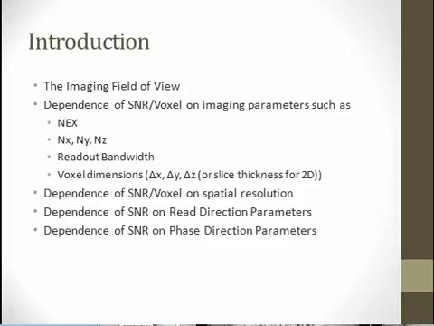The field of view also is covered in Hashemi in chapter 15. I sent out an announcement recently to ask you to read that. It's only 3 pages long, so it should be pretty quick reading. But the main focus of the topic will be the dependence of SNR per voxel on the imaging parameters, where these parameters are the number of averages, readout bandwidth, voxel dimensions, and so on.